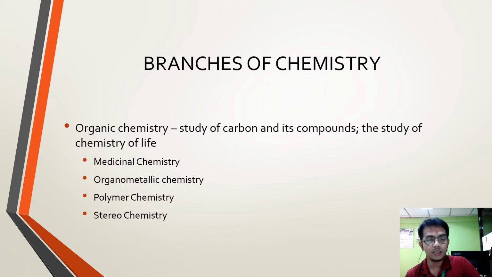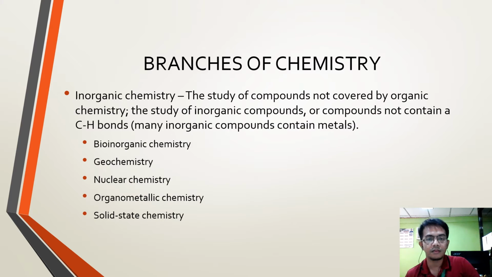The second one is organometallic chemistry, the study of chemical compounds containing bonds between carbon and a metal. The third one is polymer chemistry, the study of the chemistry of polymers. And the last one is stereochemistry, the study of the spatial arrangement of atoms in molecules and their effects on the chemical and physical properties of the substance.